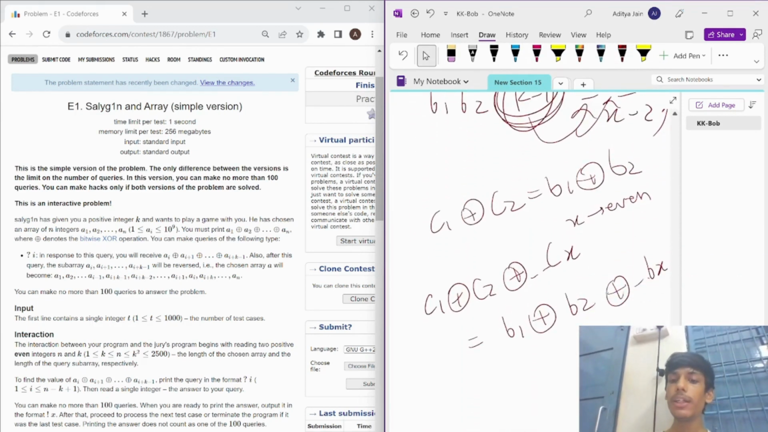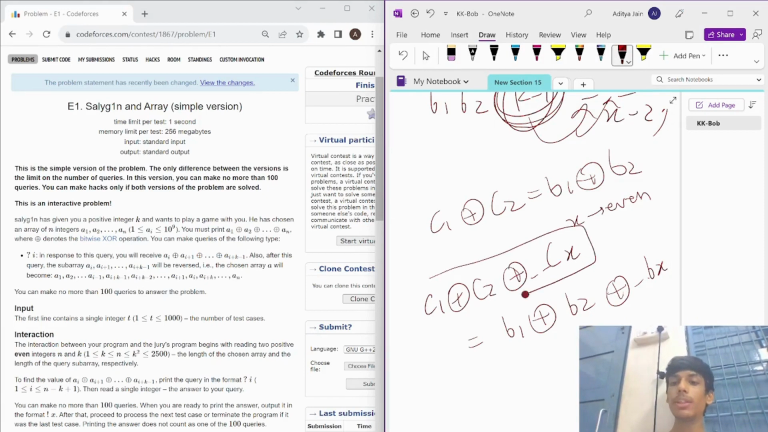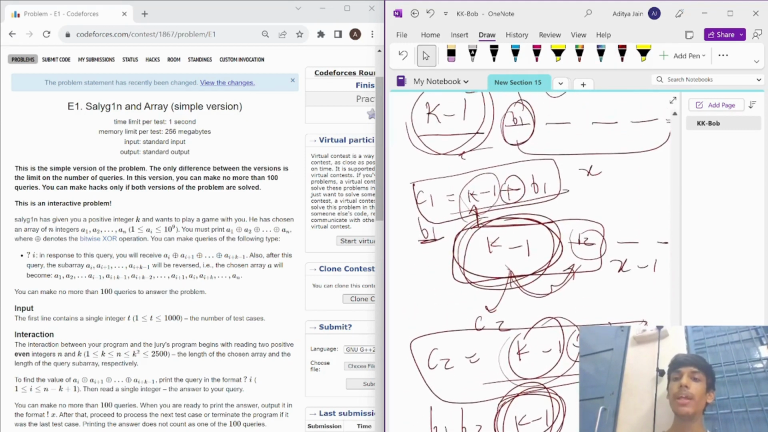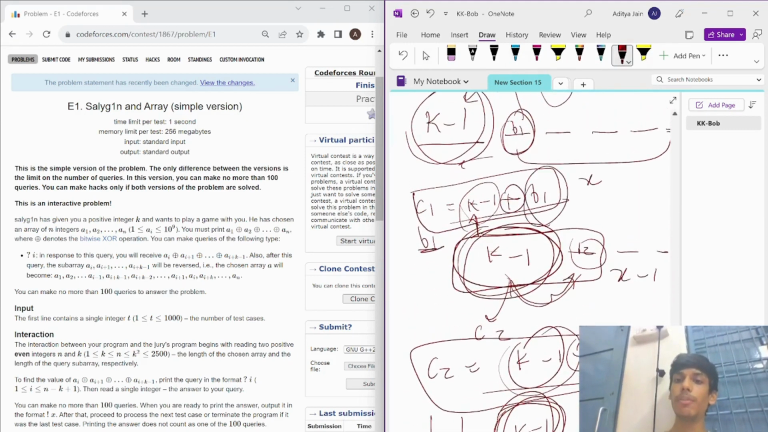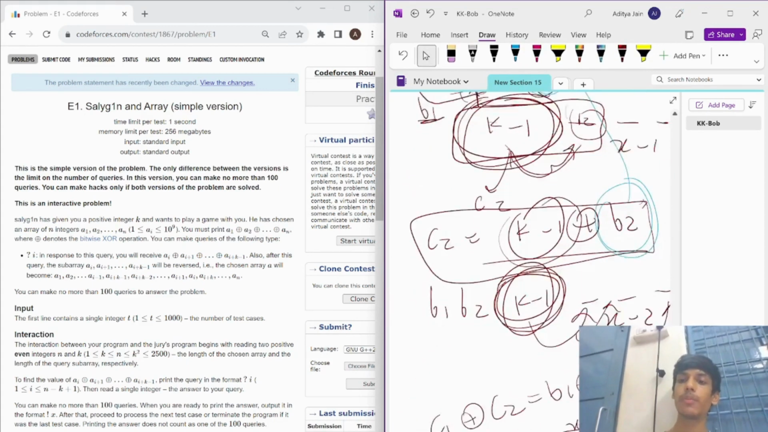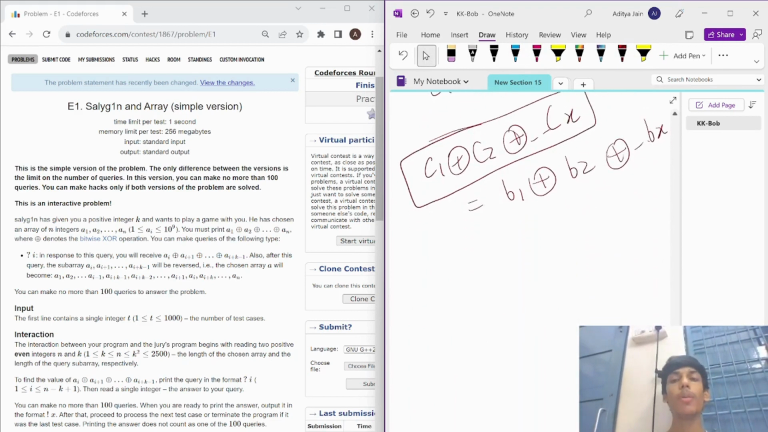So if you clearly observe in C1, C2, Cx, in all of these terms k minus 1 is getting repeated, and since x is even, k minus 1 is repeated in their XOR. Those k minus 1 terms are getting repeated an even number of times. Therefore their XOR will eventually become 0, and what will be left is B1 of C1, B2 of C2, and so on. So this is all about problem E1.